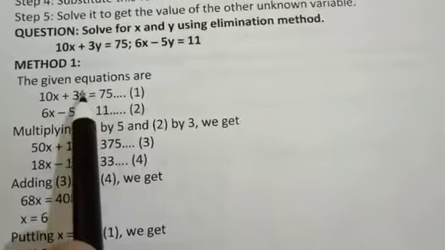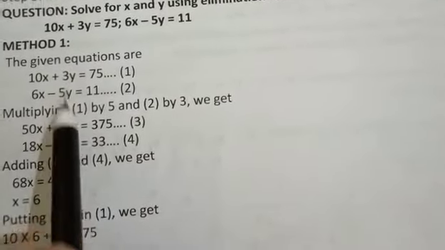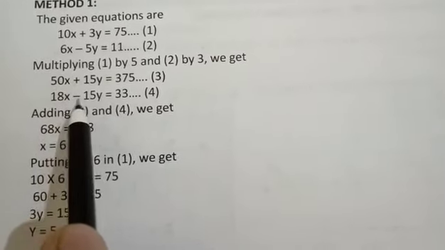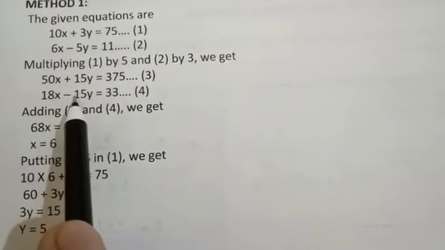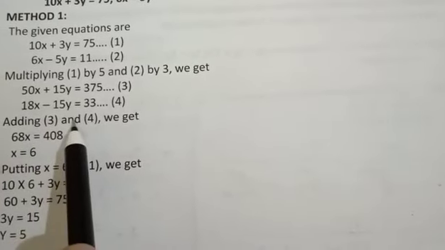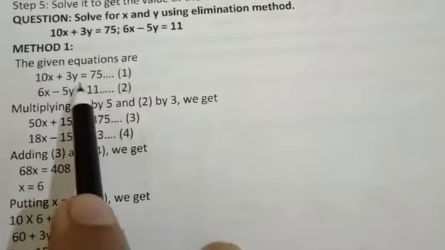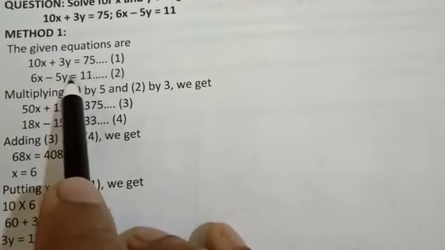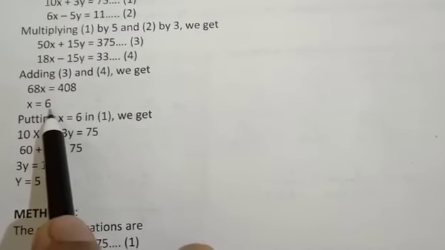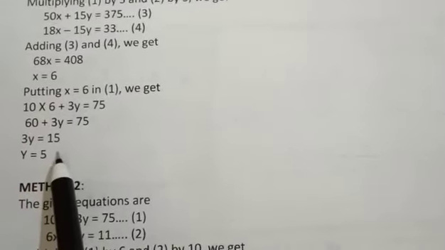In method number 1, I have decided to eliminate y. Now after getting both the coefficients as 15, since they were of opposite sign, we have added up. So in the method of elimination, we have to decide first which variable we want to eliminate. As we can see in method number 1, I have eliminated y first. After eliminating y first, I got the value of x first, and then afterwards the value of y.